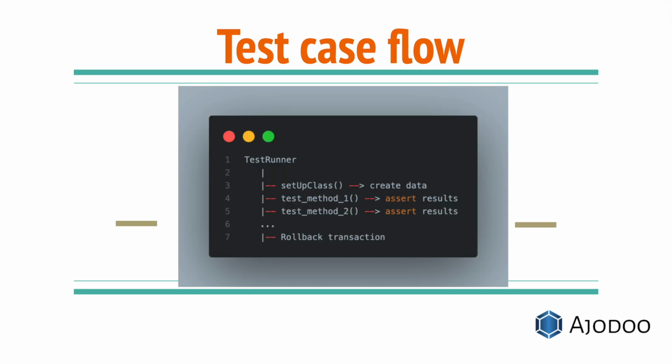Now the test case flow. So this is the test case flow. We have a setUpClass that we use to create the data, and we can create as many test methods as we need, and in those methods we will use the assert to check the result. And last, after all the test cases, Odoo will automatically roll back every transaction.